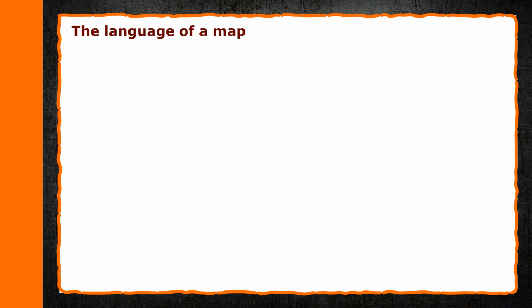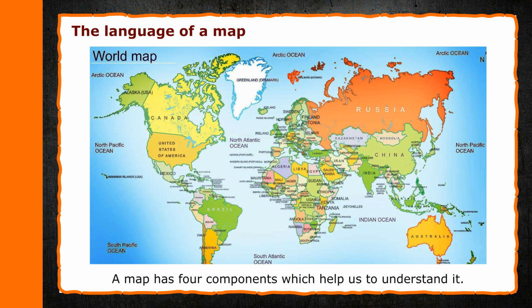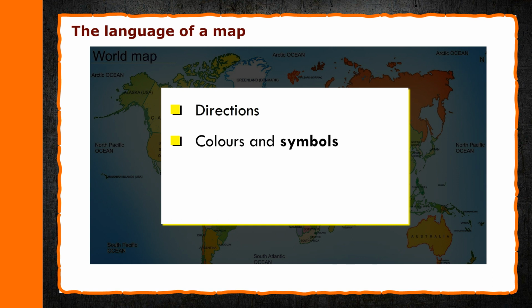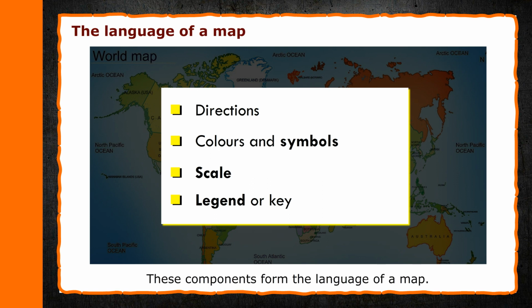The language of a map. A map has 4 components which help us to understand it. Directions, colors and symbols, scale, legend or key. These components form the language of a map. Let us study each component in detail.